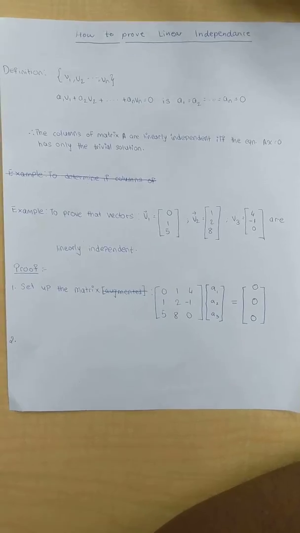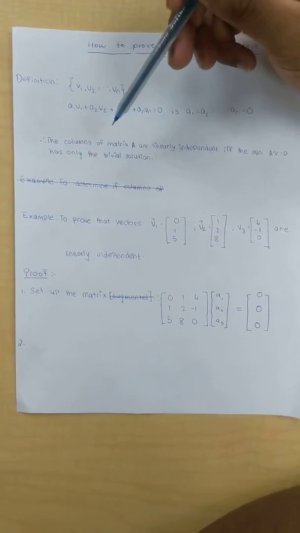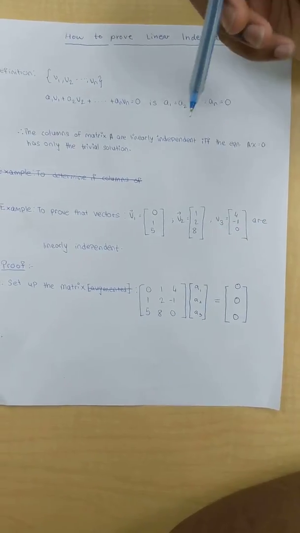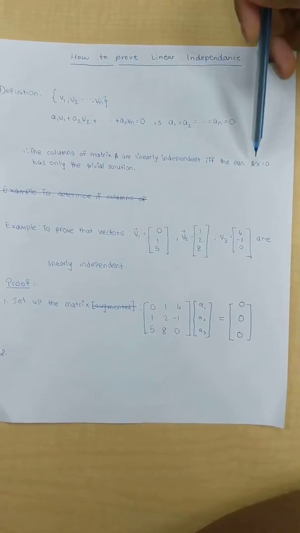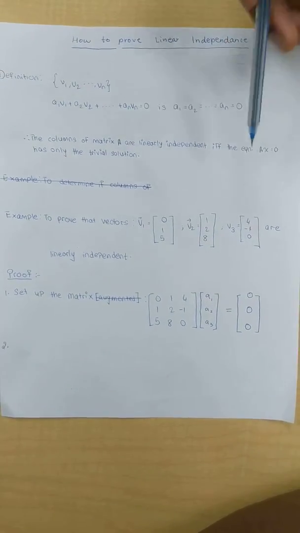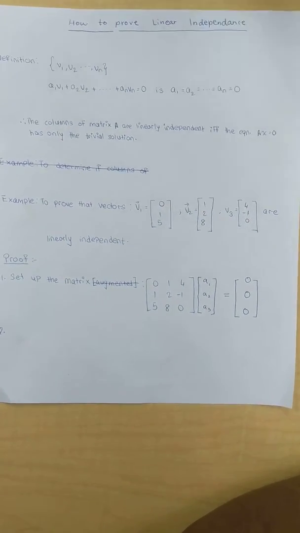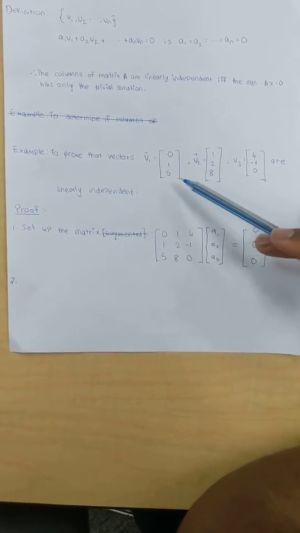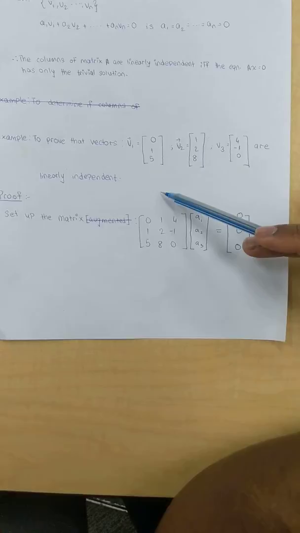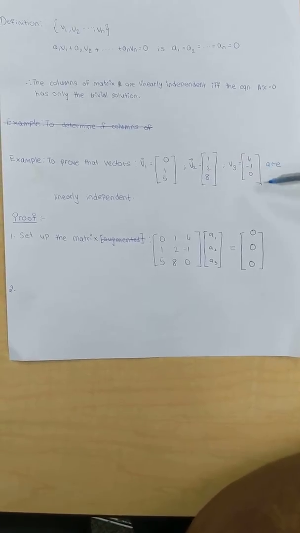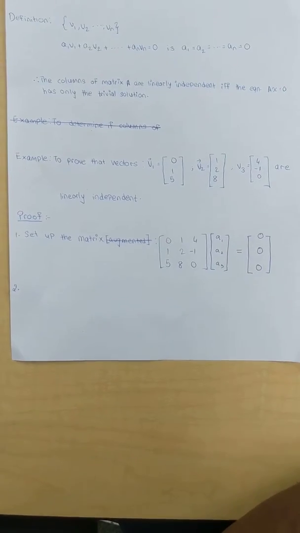linearly independent. Essentially, if you set up the augmented matrix with the solution equaling 0, and there's only the trivial solution for the matrix Ax equals 0, where x is the coefficient matrix, then that means that those vectors are linearly independent. For example, we're going to prove vector 0, 1, 5, vector 2, 1, 2, 8, vector 3, 4, negative 1, 0 are linearly independent.